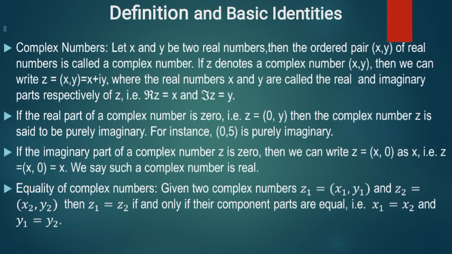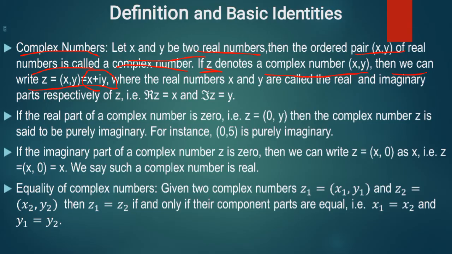So we have here what a complex number is precisely. If you have x and y that are real numbers, I believe you know what real numbers are, then the ordered pair of real numbers of this form is called a complex number. If z denotes the complex number (x, y), then we can write it in this form. Most times you're used to seeing it as x plus iy. Okay, that's a complex number.